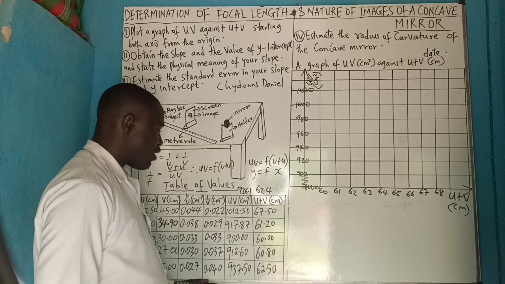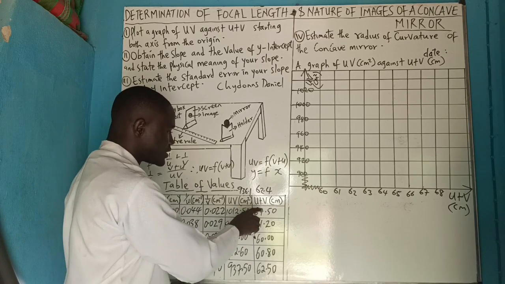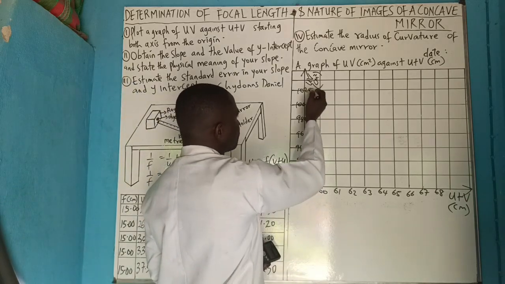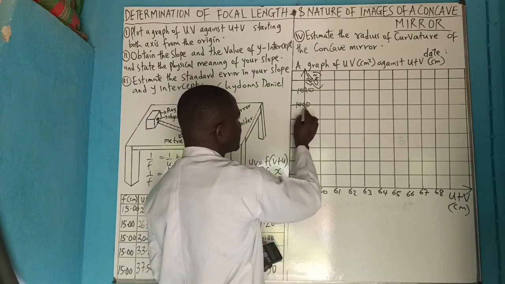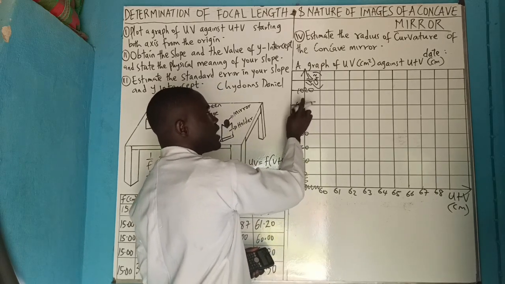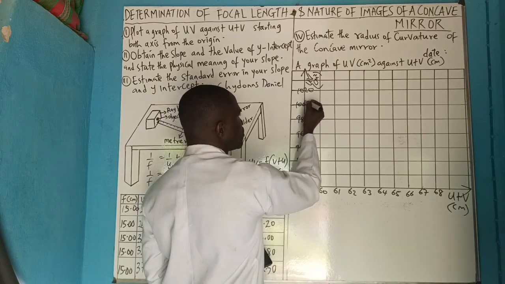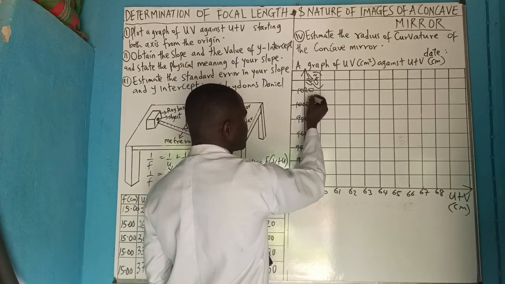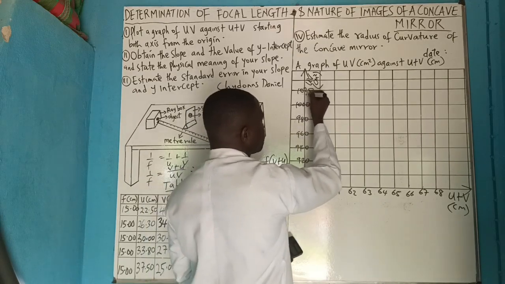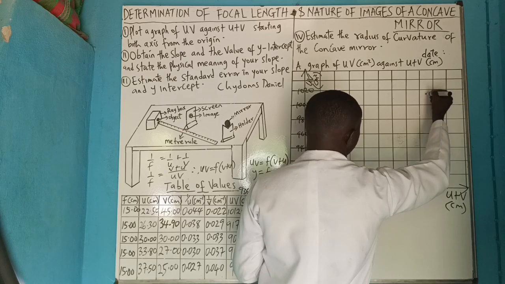Alright, let's see our plotting. 1012.5 against 67.5. 1012.5. This is 10,000. This minus this will give you 20 divided by 10. That is 2. So 10,010 should be here. So we take it from here against 67.5.